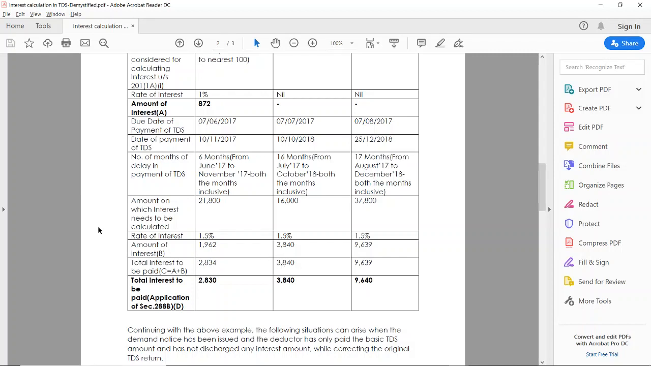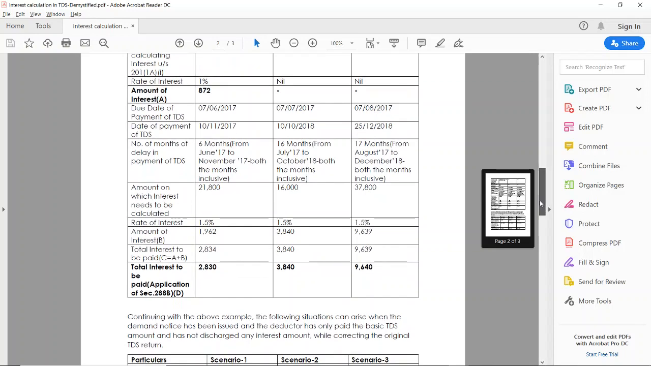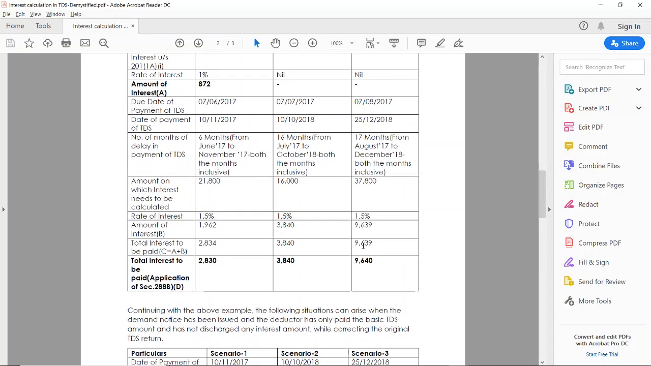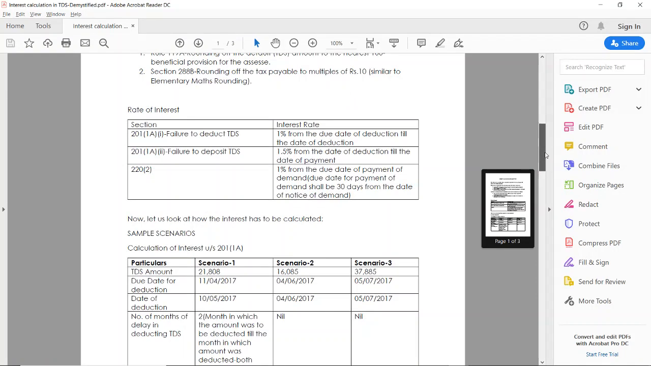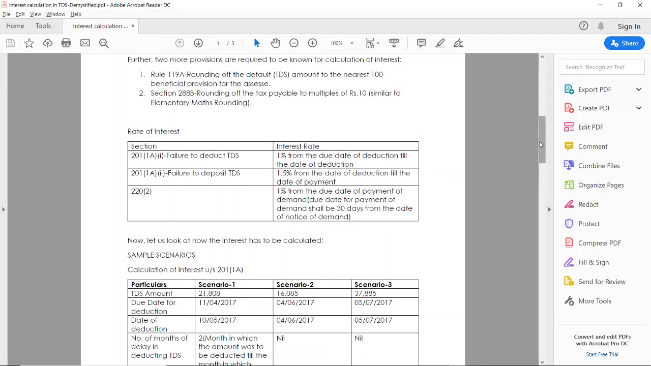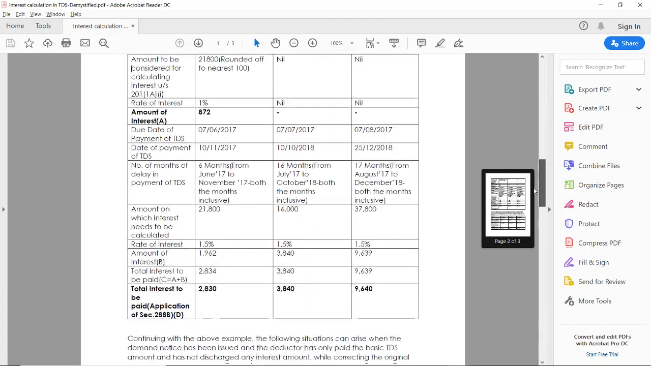In the rest of the cases, it will be just the 201.182 defaults. Therefore, it will be 3840.9639. Now, while depositing tax to the government, we will have to apply section 288B, rounding off of the tax payable.